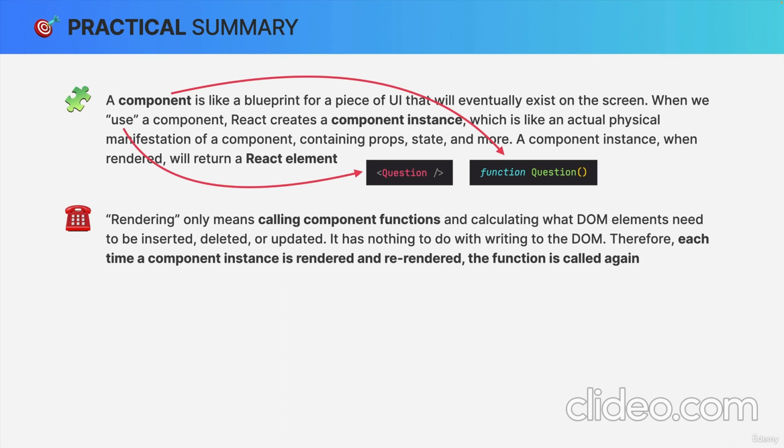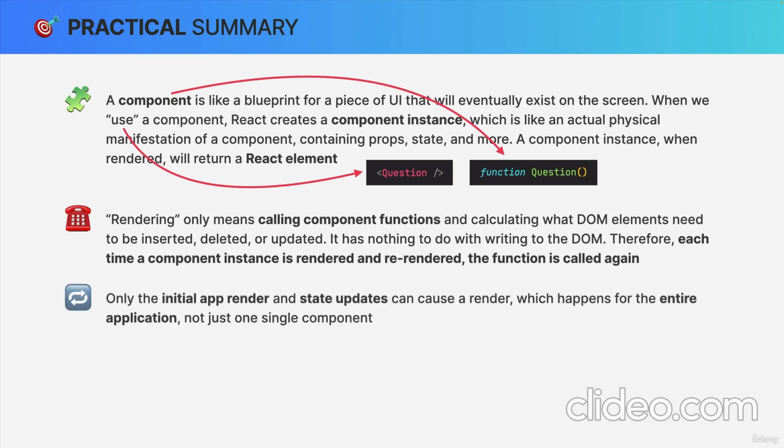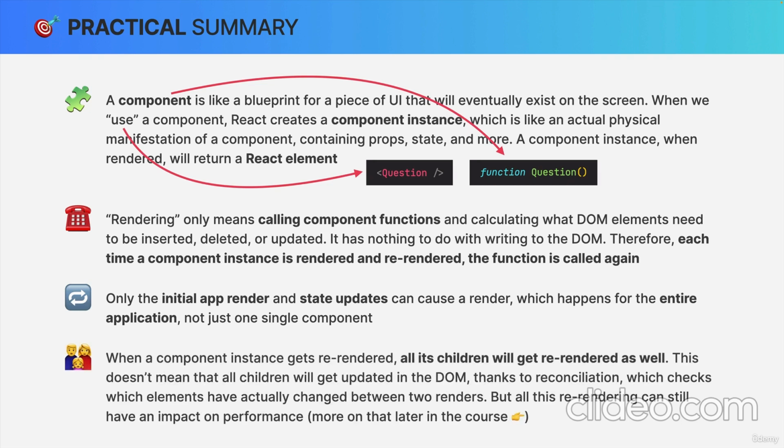But what actually triggers a render to happen? Well, as you should probably know already, only the initial app render and state updates can cause a render, which will happen for the entire application. So even though it might look as if only one single component is rendered, the process is actually executed for all components. Now, when a component instance does get re-rendered, all its children will get re-rendered as well.